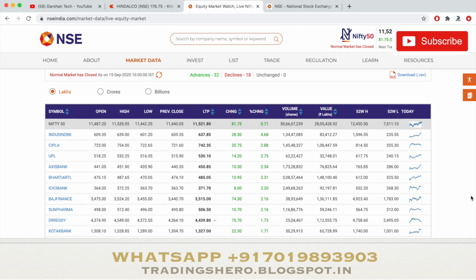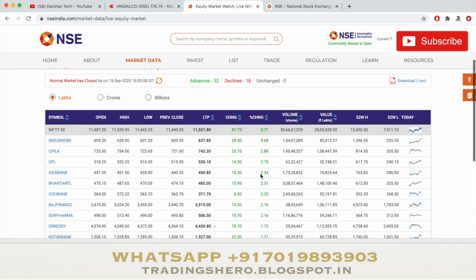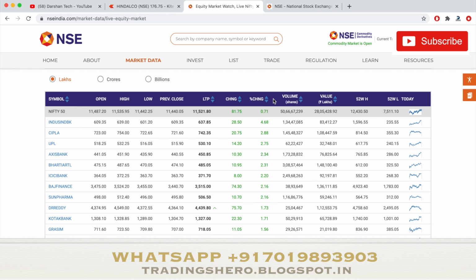Okay, and now what you have to do is, here you get the list of stocks. Okay, Nifty 50 stocks will load up here. In this list you have to see the stocks which are having a percentage change of 0.50% above and within 1%.